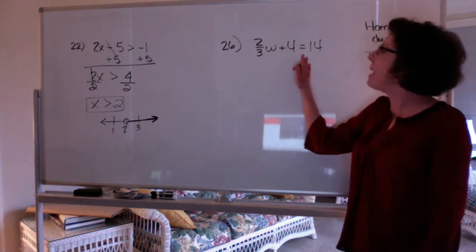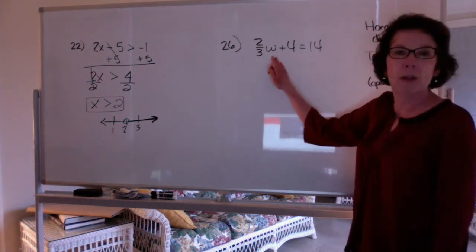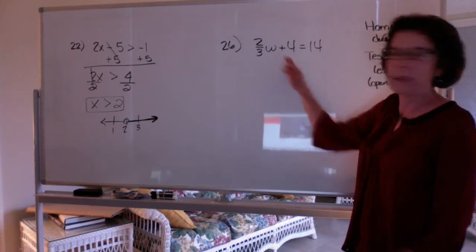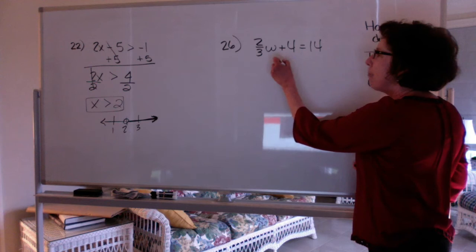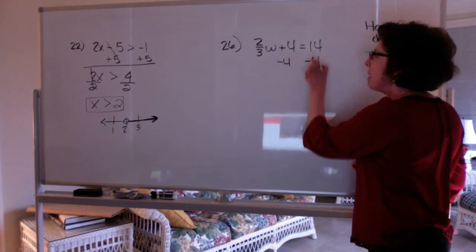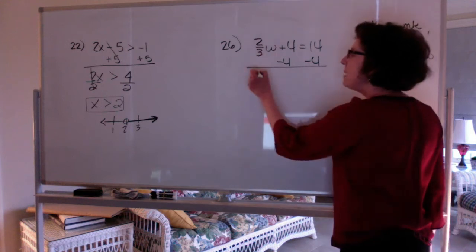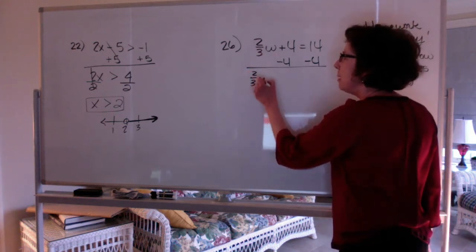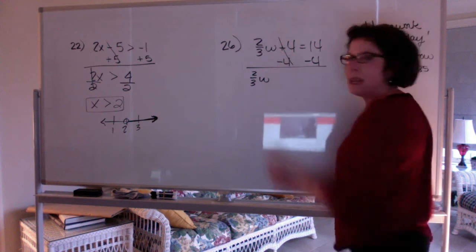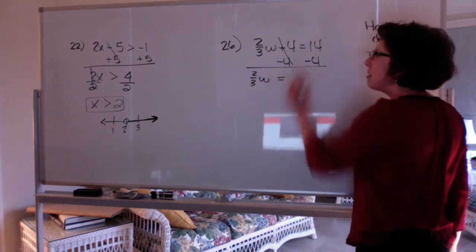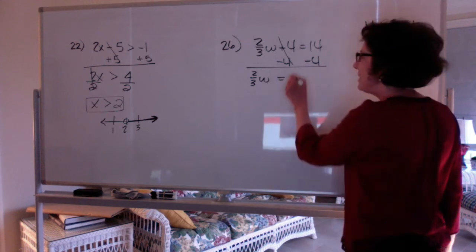It's back to an equation. What am I going to do? Look on the side with the variable and first add or subtract. Well, I see a plus 4, so the opposite of adding 4 is subtracting 4. I'm going to subtract 4 from both sides. And now I'm going to bring down my 2/3 W, and 4 minus 4 is 0. Cancel that out. Bring down your equal sign. Well, this is easy. 14 minus 4 is 10.